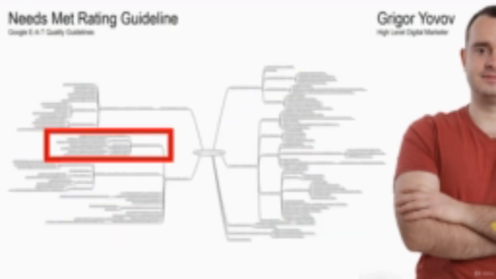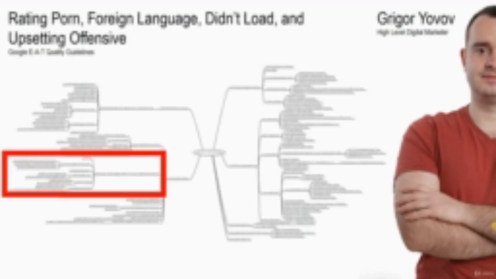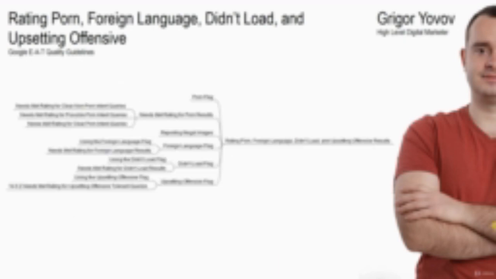Hello, in this section we have talked about the needs met rating guideline, especially rating using the needs met scale: fully meets, highly meets, moderately meets, slightly meets, fails to meet, and you have seen an example for each of these. And in the next section we'll talk about rating porn, foreign language, download, and upsetting or offensive results, and we can see in which cases you will get this flag on your website.